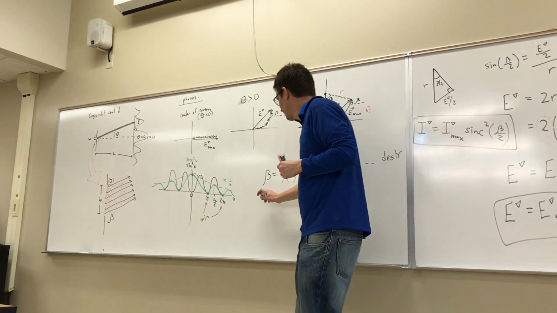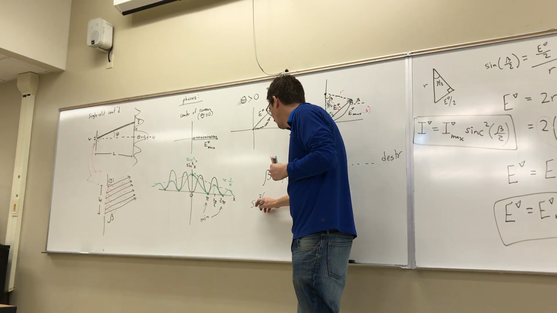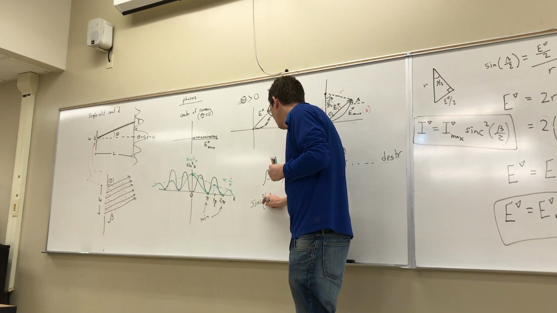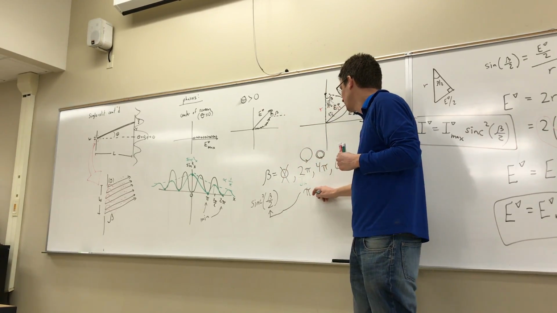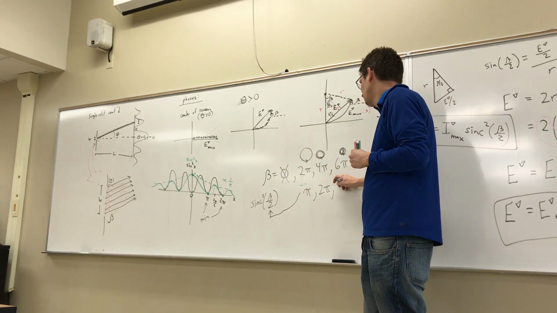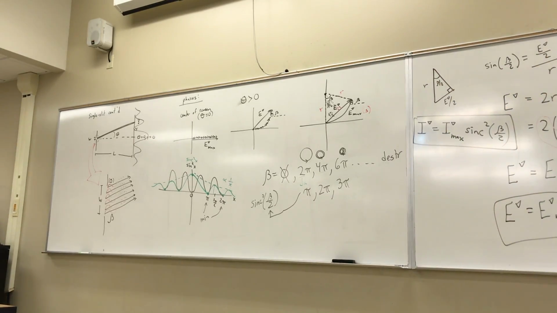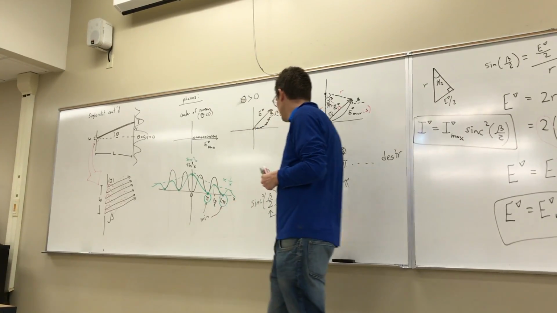And so we go over here, and of course, sinc squared of beta over 2, well, what's going in there? That's pi, 2 pi, 3 pi, right? Which are the classic zeros of a sine function, right? So there's your minimums, pi, 2 pi, etc.